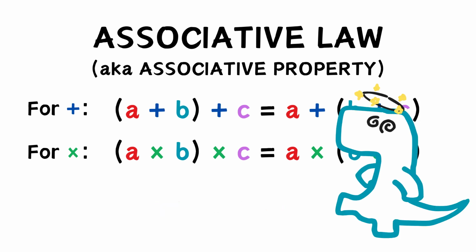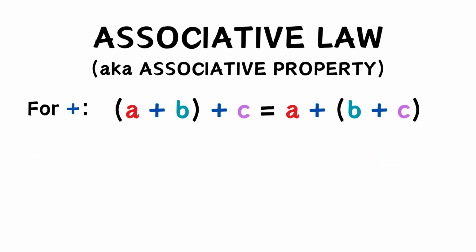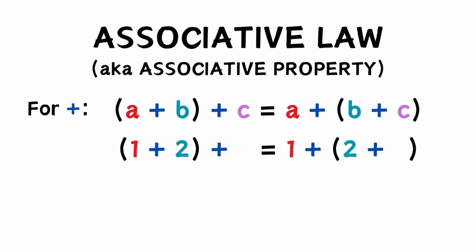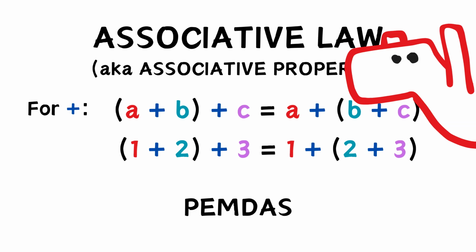Now, all these symbols may look very confusing, so let's see it in action. Let's replace a with 1, b with 2, and c with 3, just for simplicity. Now let's evaluate. Here, we have to use the order of operations. If you're not familiar with the order of operations, you can check out this video right here.